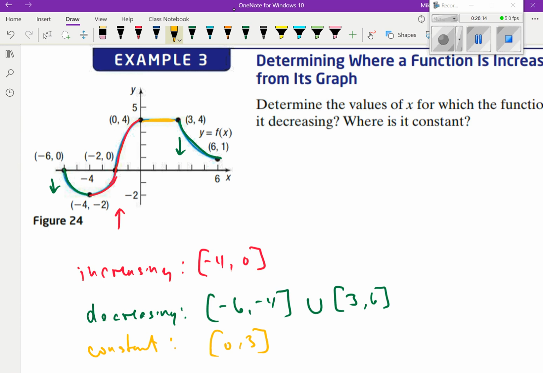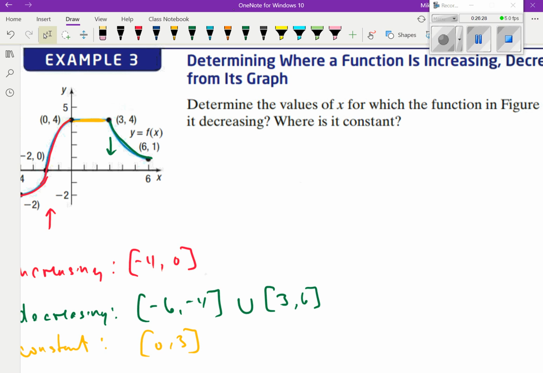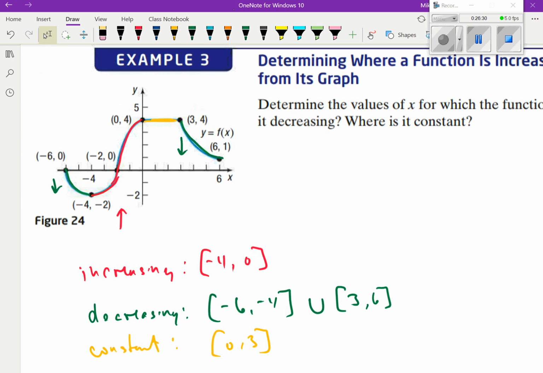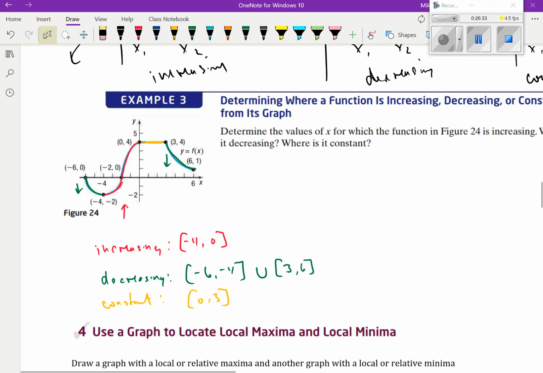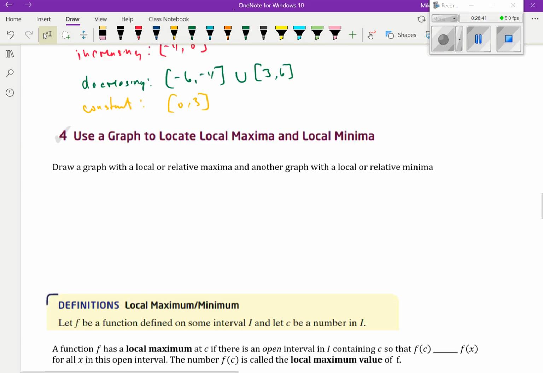So by taking a look at the graph, we can just identify by visual inspection. Where's the graph going up? Where is it going down? Where is it holding steady? And that's just the idea of when we are increasing, when we are decreasing, and when we are constant. So that was example 3 and objective 3. Figuring out when we're increasing, decreasing, constant. Not a whole lot to that particular concept.